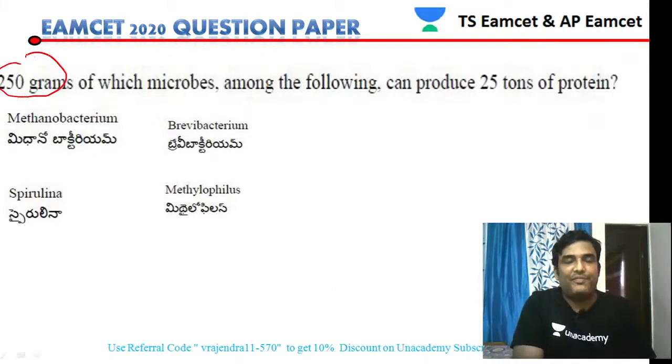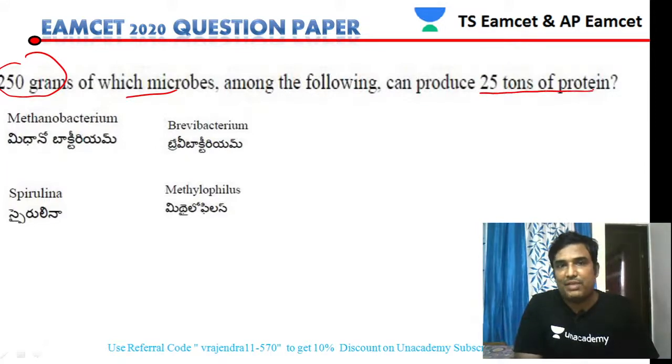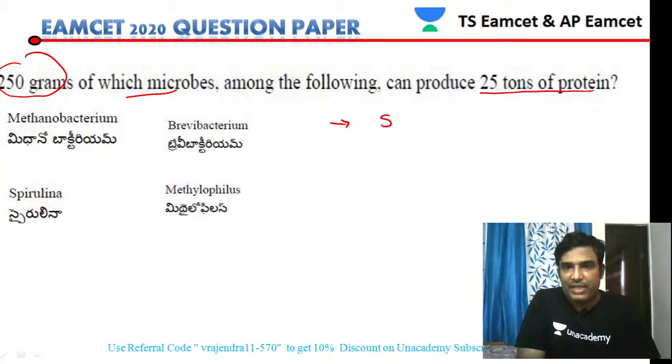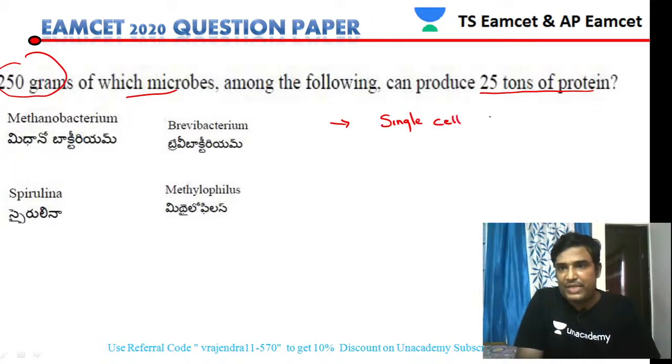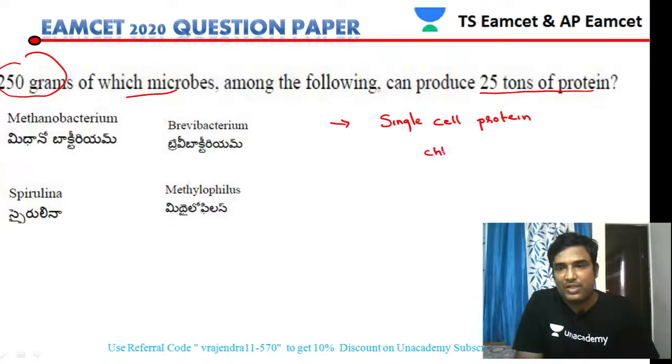250 grams of which microbe among the following can produce 25 tons of protein? Here the question is related to single cell protein. The best examples of single cell protein are, no doubt, Chlorella or Spirulina.